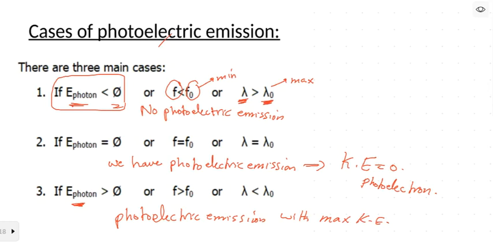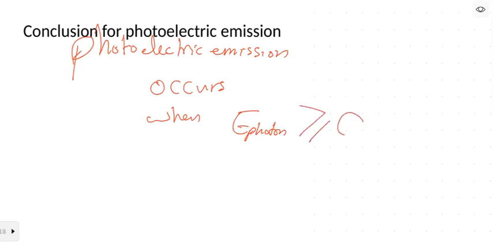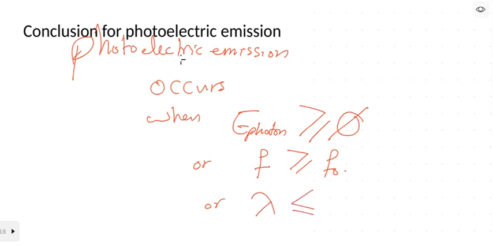So what we conclude from this slide, or if we need to draw a conclusion about photoelectric emission: photoelectric emission occurs when the energy of the photon, this is a very important conclusion, is greater than or equal to the work function, or when the frequency of this light or photon is greater than or equal to the threshold frequency, because frequency behaves like energy, directly proportional, or when the lambda of the used radiation or light is less than or equal to the lambda threshold. I hope you get the idea. This is a very important conclusion.